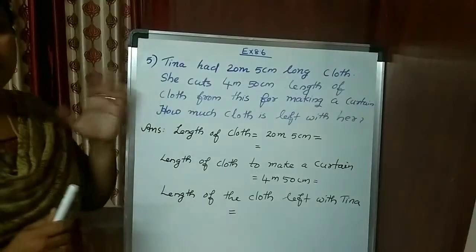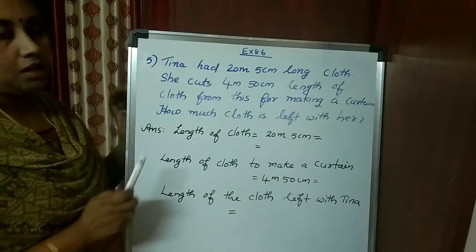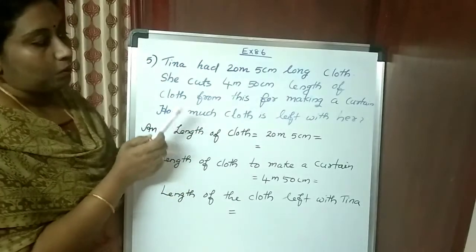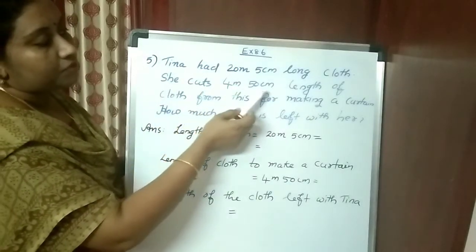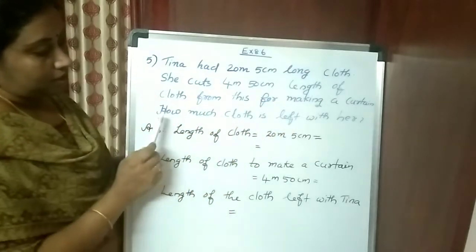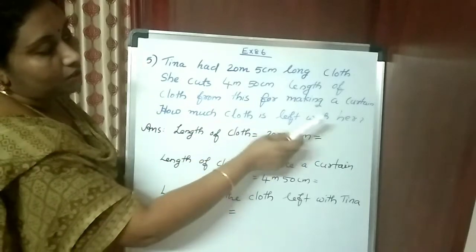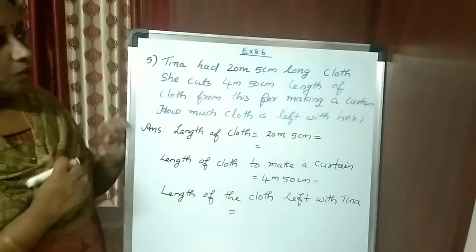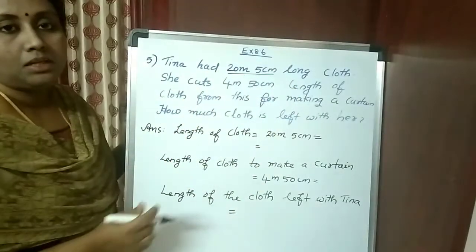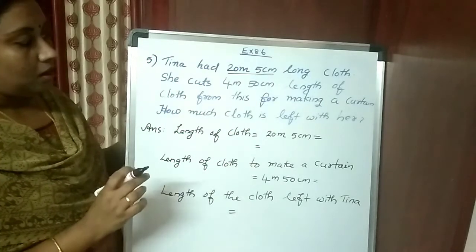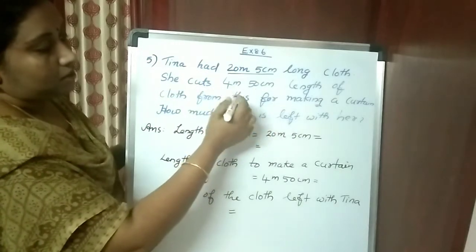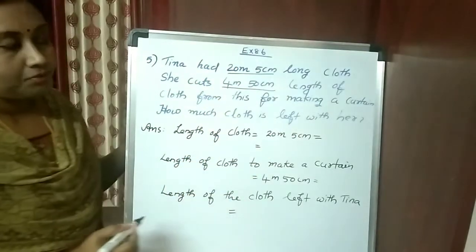Okay. This is your question number 5. Fifth question. Tina had 20 meter 5 centimeter long cloth. She cuts 4 meter 50 centimeter length of cloth from this for making a curtain. How much cloth is left with her? Here also, which are the given things? The total length of that cloth, that is 20 meter 5 centimeter, and the length of cloth to make a curtain. How much? 4 meter 50 centimeter.